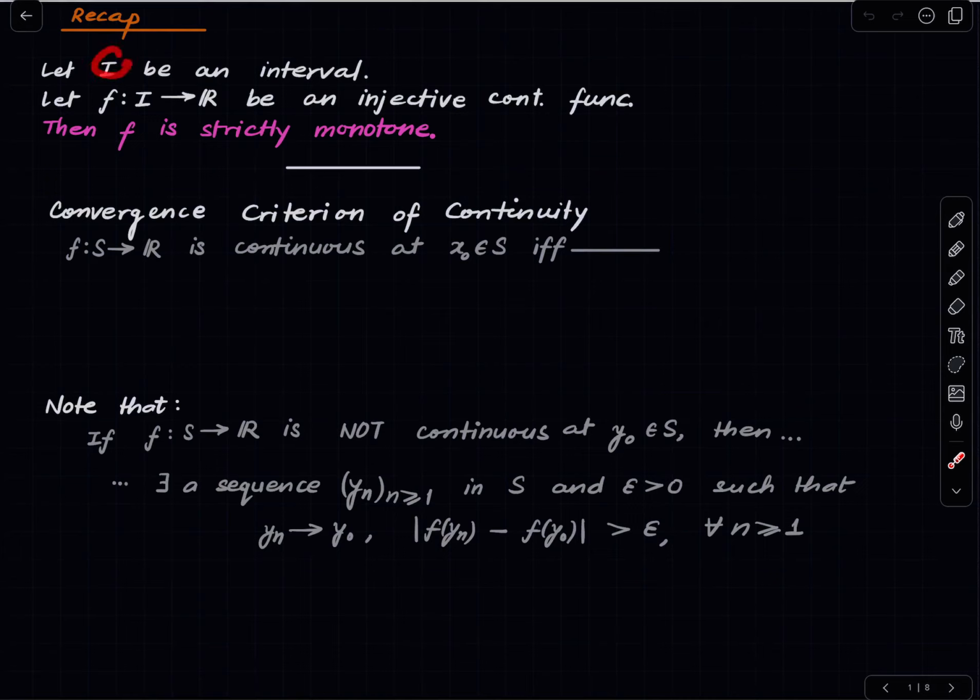So fix an interval I, and suppose we have an injective continuous function defined on the interval I. Then the function f is strictly monotone, meaning either it strictly increases or it strictly decreases. We proved this, and also recall that the image of I is an interval. We proved earlier that the continuous image of any interval is again an interval. This was the result of the intermediate value property.